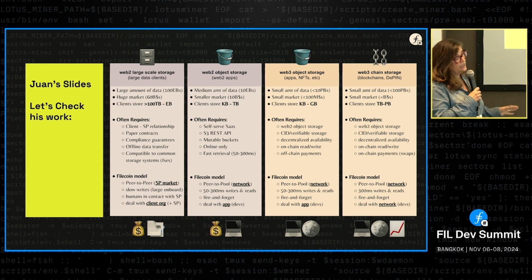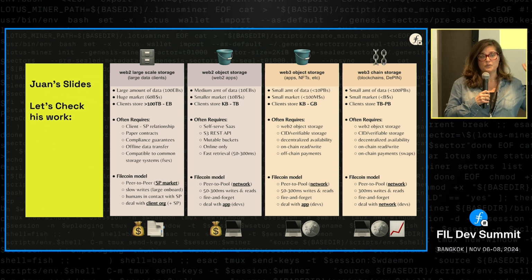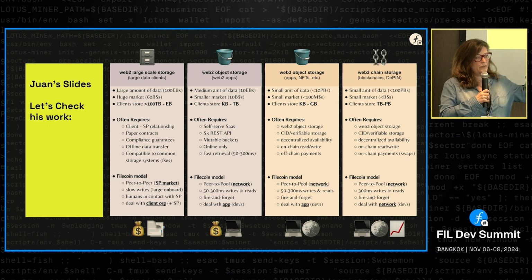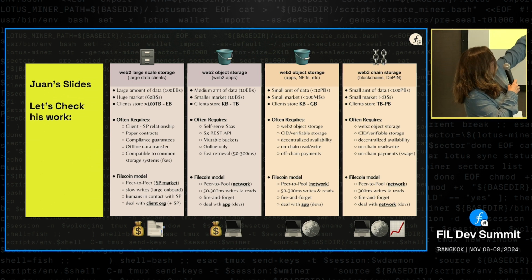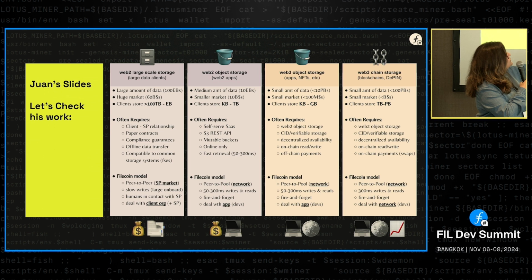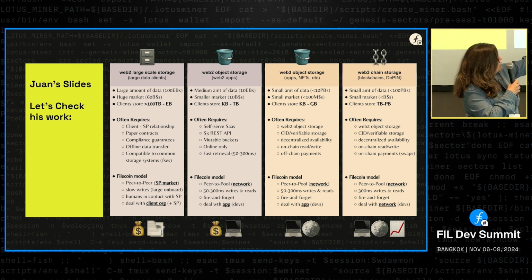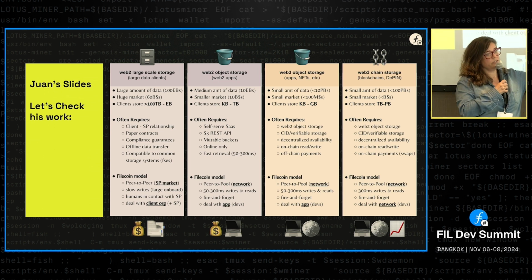Do we all agree, if we're going to use this as our blueprint now for how we self-define, that these are in fact the right buckets? So we have Web 2 large-scale storage, Web 2 object storage, Web 3 object storage, and Web 3 chain storage. Are we missing anything here? John?